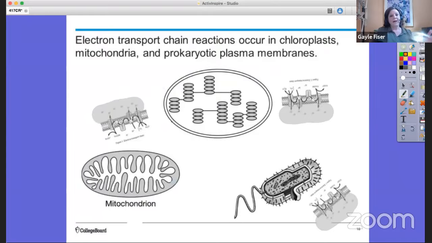All right, now electron transport chain reactions occur in chloroplasts, mitochondria, and prokaryotic plasma membranes. So if you'll take a look at this, see this gray area? This same electron transport chain is here on this inner membrane. And then if we look at the chloroplast, see this gray area? That's inside of the thylakoid, in the thylakoid lumen or the thylakoid space, whichever one you're calling it. That's where the hydrogen ion concentration gradient is forming.